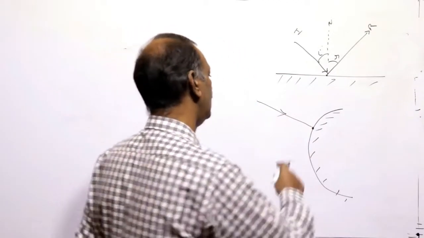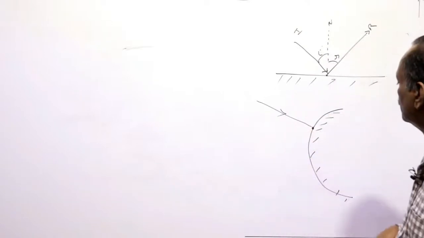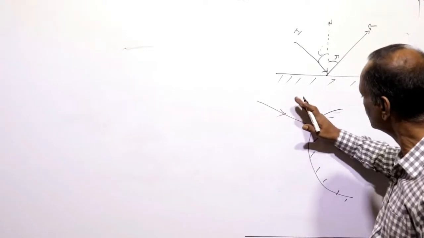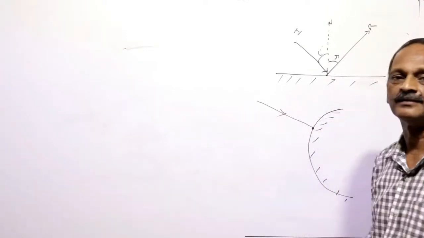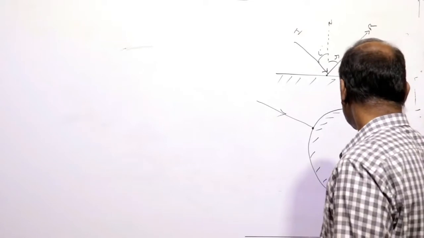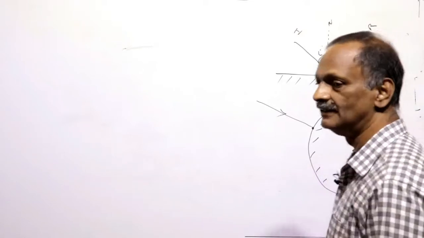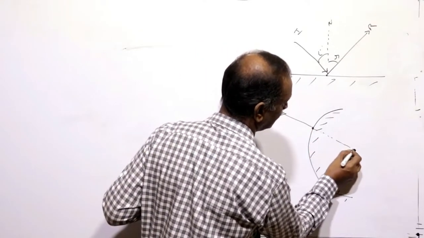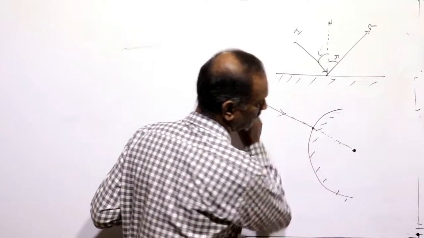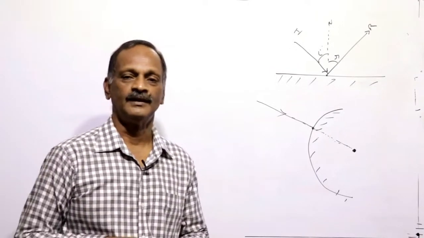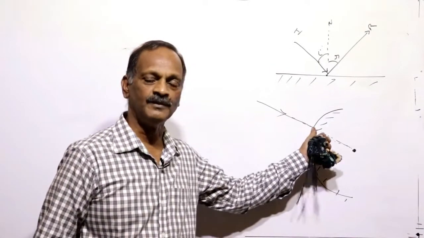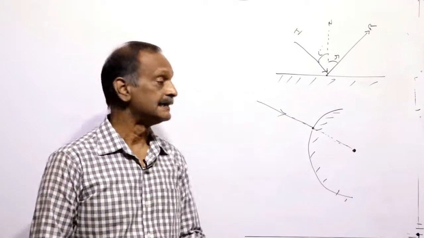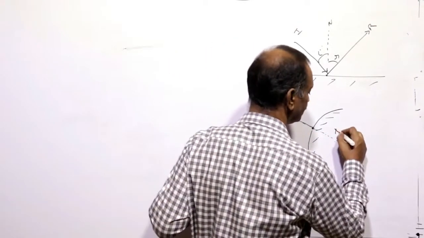So what is the normal? At this point, how will we find the normal? Here the normal will be different: here the normal will be like this, here the normal will be like this, because it is not a flat surface, it's a curved surface. This sphere has its center. From the center, you draw the radius and extend it. This is the normal. It means for a curved surface, if you draw a line from the point of incidence to the center of the curved surface, that becomes the normal at the point.